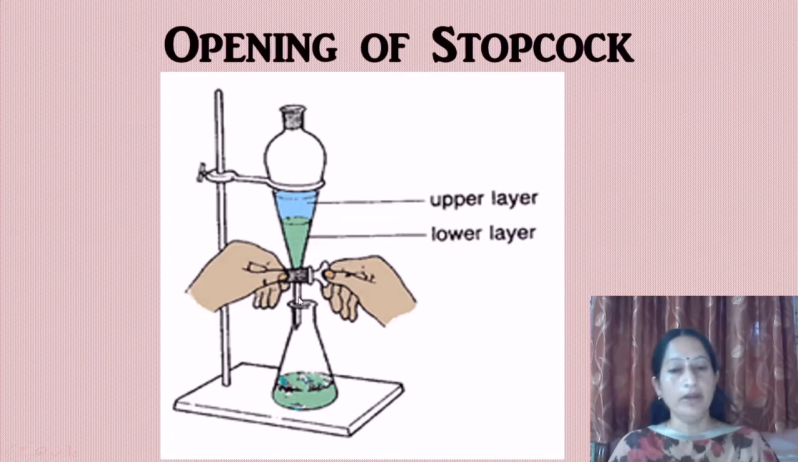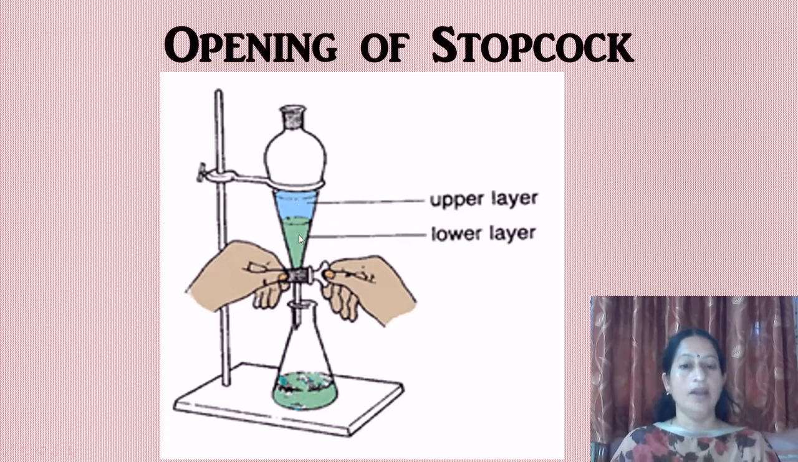Now let's see the opening of this stopcock shown here. The upper layer is of oil or kerosene and the lower layer is of water. The upper layer is formed of the low density liquid, the lower layer of the higher density liquid. When this stopcock is opened, the higher density liquid will fall down. When the lower density liquid reaches the stopcock, it will be closed. So we will get the higher density liquid in this conical flask and the low density liquid in the separating funnel. So both the liquids get separated like this.